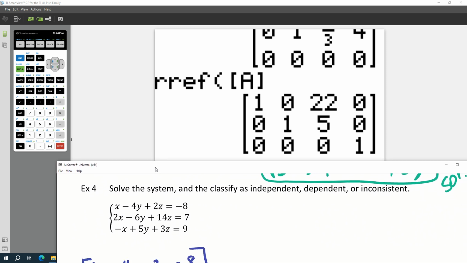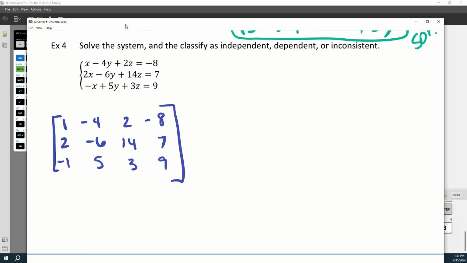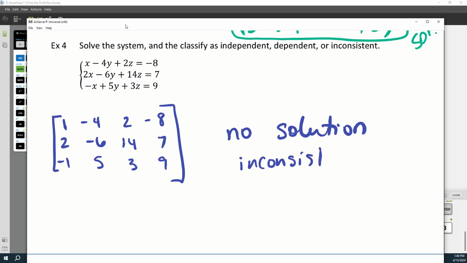What are you doing? All right, so this one, you get 0, 0, 0, 1. So what does that mean? It means no solution. Where did I get 22 from? That's what it gave us. That's the value it gave me. I did look at it right. And no solution means inconsistent.